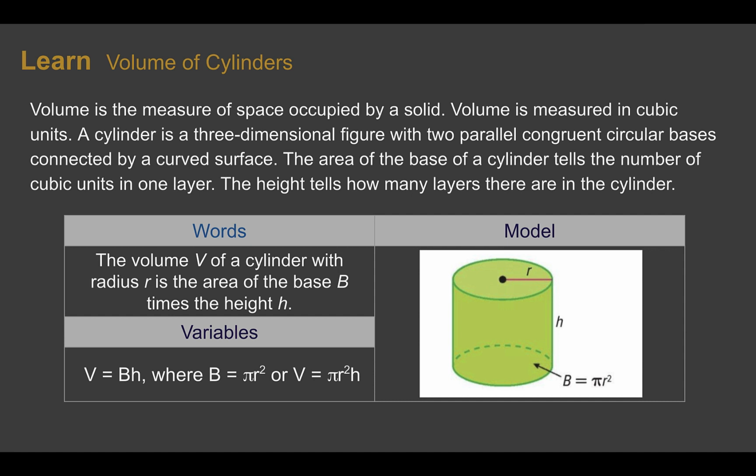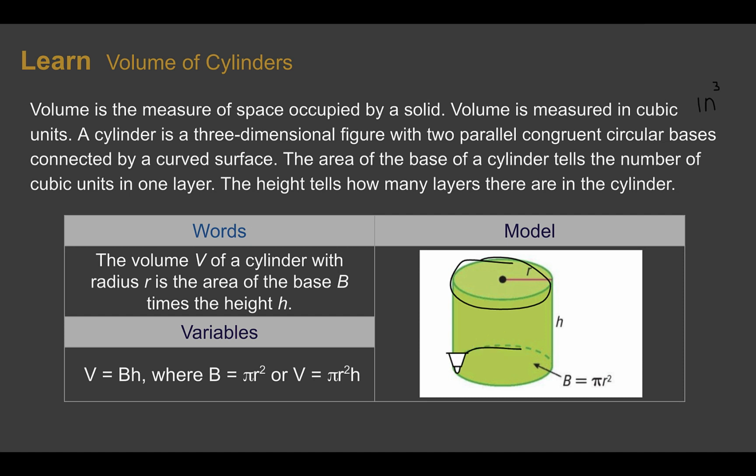Let's learn volume of cylinders. First, volume is the measure of space occupied by a solid. It's measured in cubic units. So whatever your units are, let's say inches, it usually will have a little 3 up next to it. Cubic units. A cylinder is a three-dimensional figure with two parallel congruent circular bases.